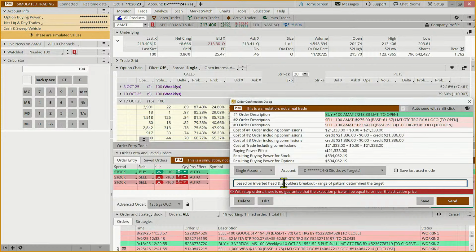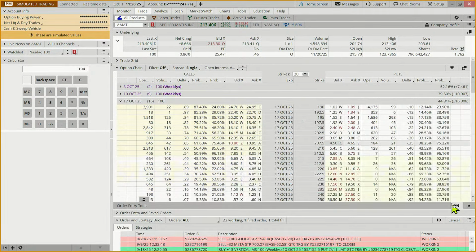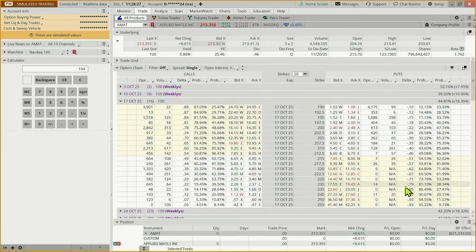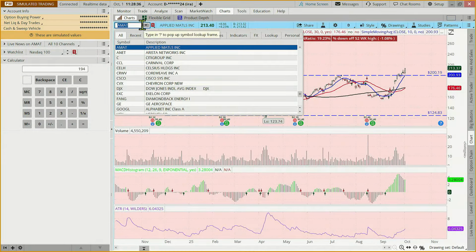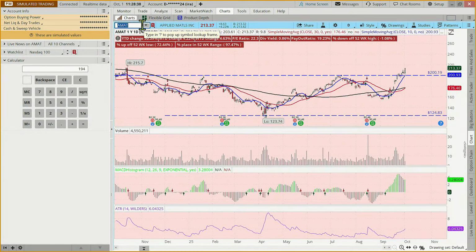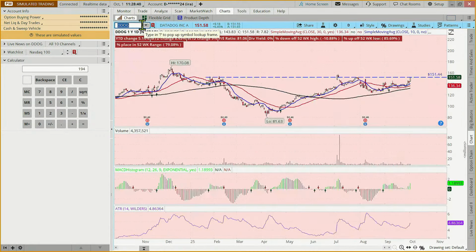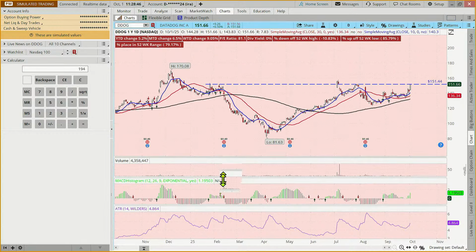Now, is this a set it and forget it? Like, can we wait till it hits one or the other? No. And when we do the next one, we'll talk about how we might manage these, but let's look at a couple of others. So Datadog, here's another tech stock. Now, if you were playing I Spy with My Little Eye, what pattern do you see?